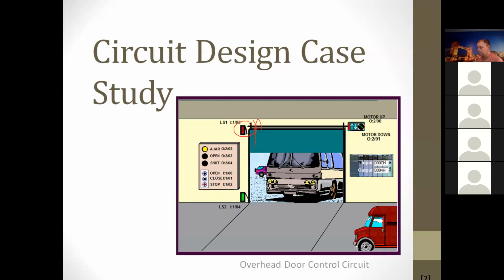Make sense? You also have another limit switch down here, which is a normally open limit switch waiting for the door to hit it. So when the door goes down and hits that limit switch, it will close it.